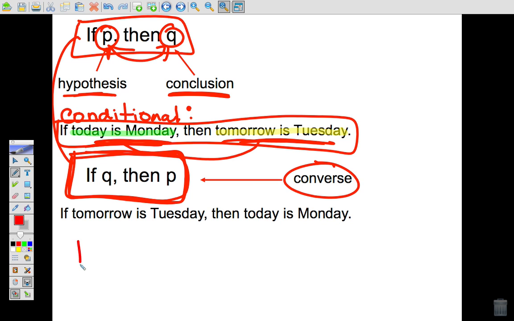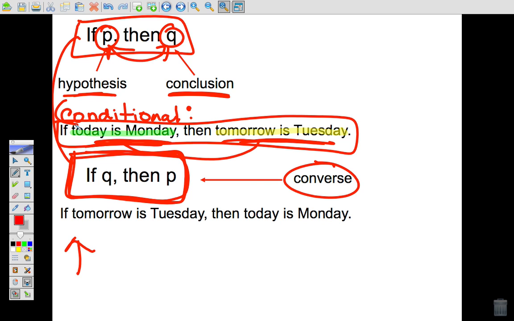And that's what I did down here. So the conclusion of our conditional right here is, the converse is, if tomorrow is Tuesday, then today is Monday. Now what we'll start getting into is if conditionals or converses or both are true.